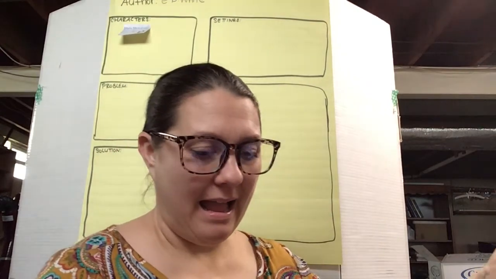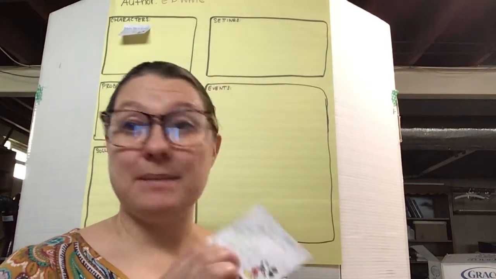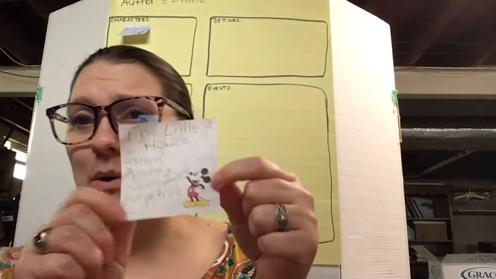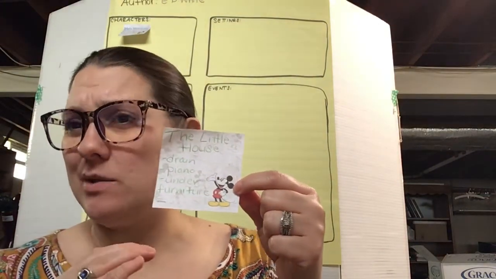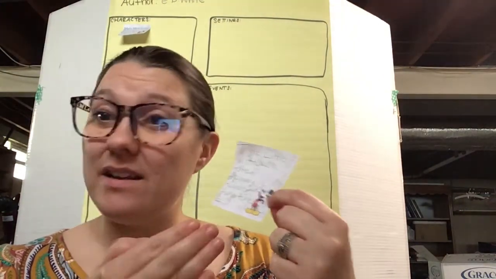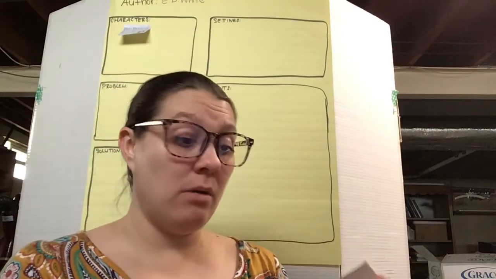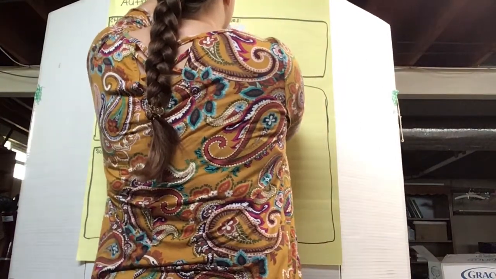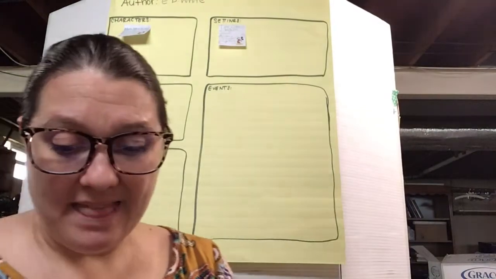So, I have here some settings. I put the little house, but then I also specified some places within the little house. I put the drain, the piano, under furniture, pretty much all the places that Stuart goes. Those are some settings.